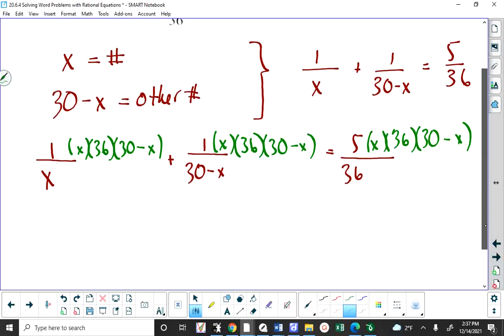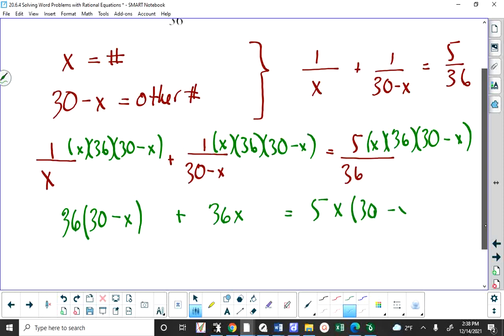Let's go one step further. What you would be left with is 36 times 30 minus x, because the x's cancel, plus you'd be left with 36 times x, because the 30 minus x's cancel, and here you'd be left with 5 times x times 30 minus x. And we'll stop there, because quite frankly, I don't need to teach you how to solve this from here.